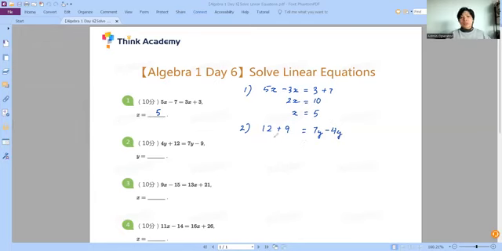So here, 12 plus 9 is going to be 21. 7y minus 4y is going to be 3y. Okay, again, I'm going to divide both sides by the coefficient of y, which is 3. 21 divided by 3 is 7. My final answer is y equals 7.